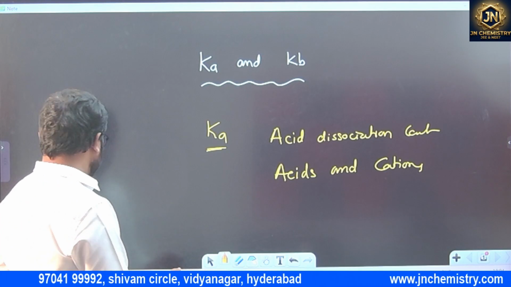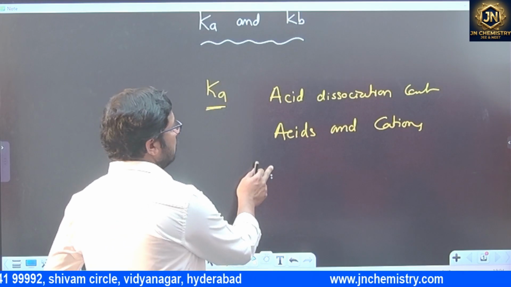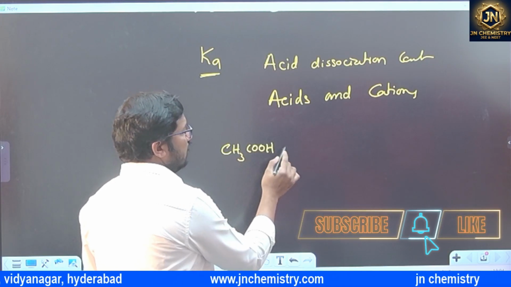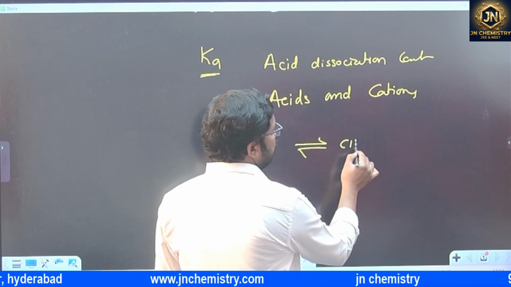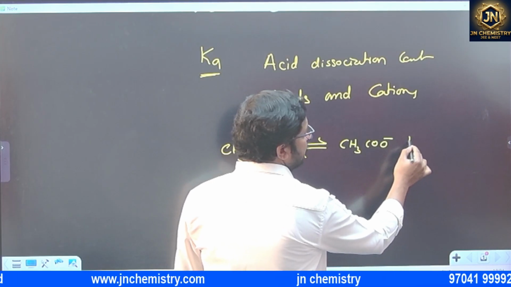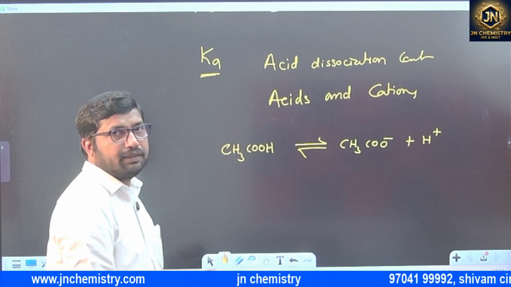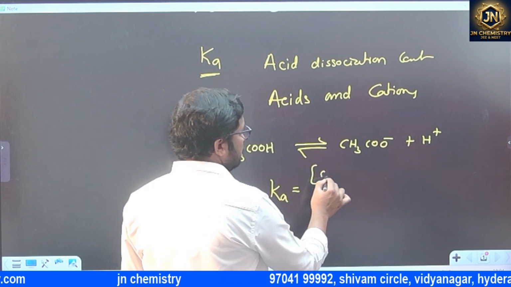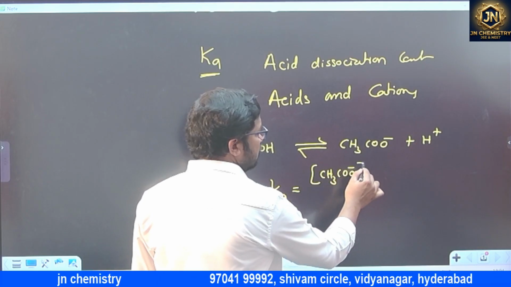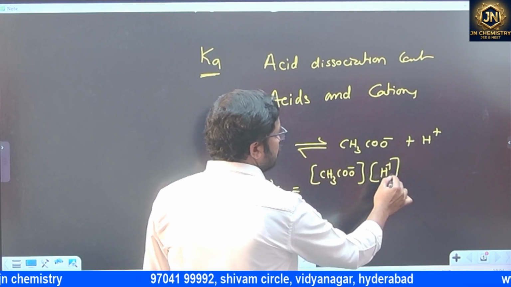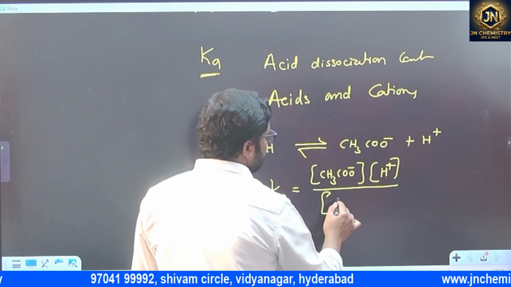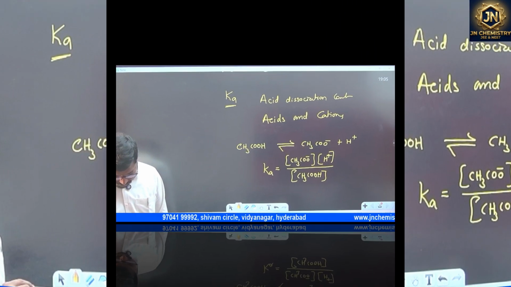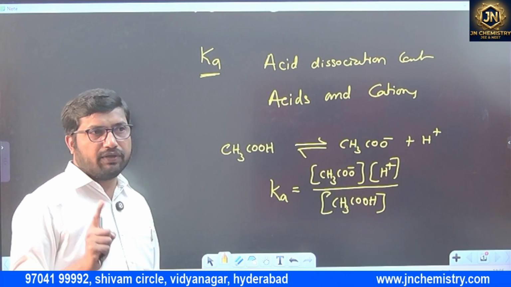Last class I told you, for example, CH3COOH undergoes dissociation to give CH3COO minus and H plus, an acid, right? So directly I am writing Ka is equal to the concentration of CH3COO minus times H plus ion concentration, divided by CH3COOH. This is Ka. This is only a monobasic acid, meaning only one H plus is given.